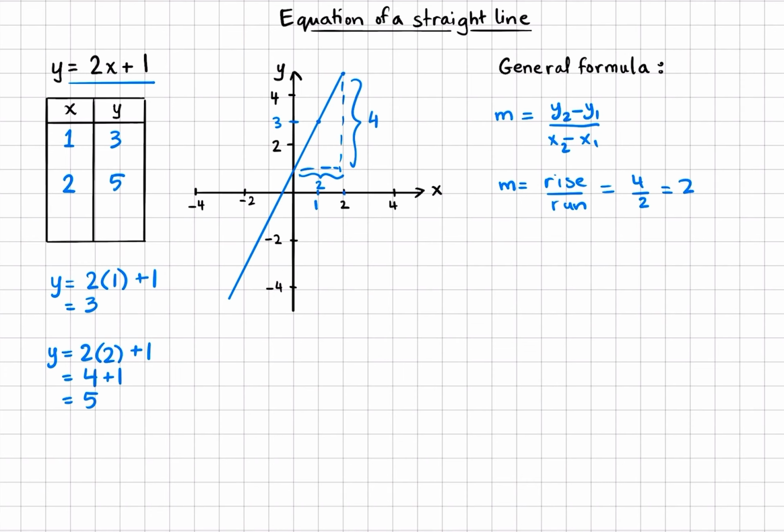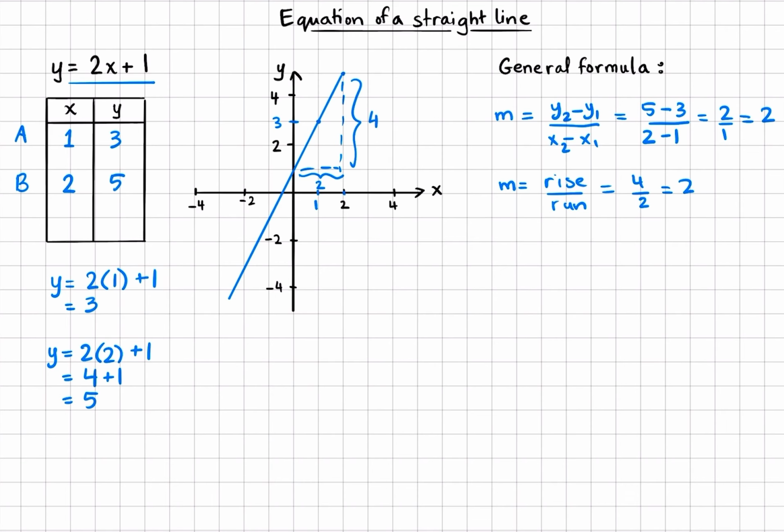If we use the formula method, then I'm using my coordinates themselves. For y2 minus y1, let's say this is point 1, or point A, and this is point B. So y2 would be 5, and y1 would be 3. So 5 minus 3 over, and then x2 would be 2, and x1 would be 1, which gives me 2 over 1, which is also 2. So either way, I'm getting the same answer: the gradient equals 2.